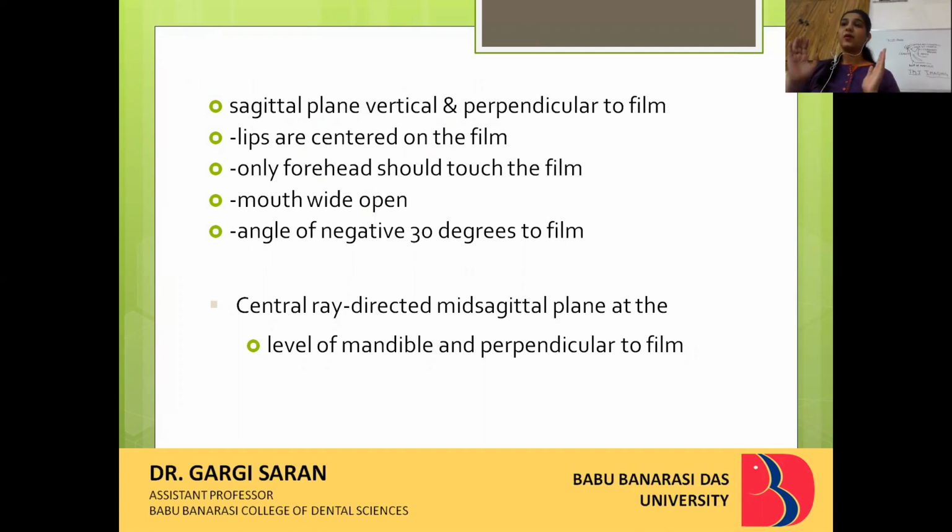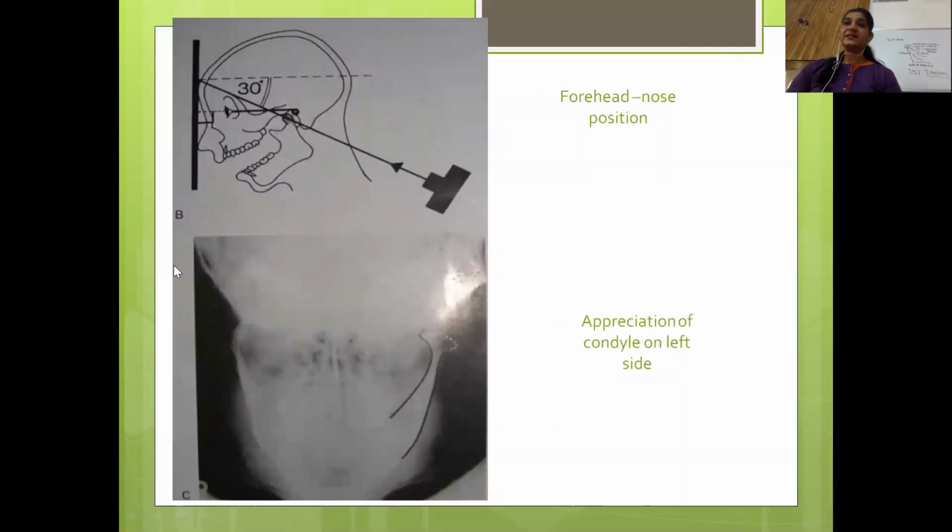Now how will we shoot this radiograph? Only the forehead should touch the film and the mouth should be wide open like this. The angle should be negative 30 degrees to the film. The central ray is directed at the mid-sagittal plane at the level of the mandible and perpendicular to the film. Over here this is the cassette, and the patient's forehead and tip of the nose are touching the cassette, and the X-ray beam is angulated 30 degrees from posteriorly.